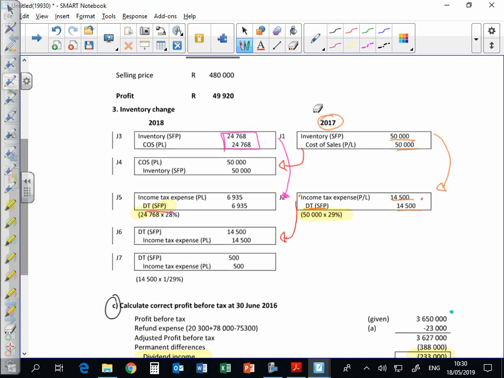Now, the last thing that happens is we had a change in tax rate, and this 14,500 from last year would now be less. So what I did is I said 14,000 times 1 over 29, and I accounted for that difference. We debited our deferred tax, credited our income tax expense. Are you guys all happy with that? All right. So that is our journals.